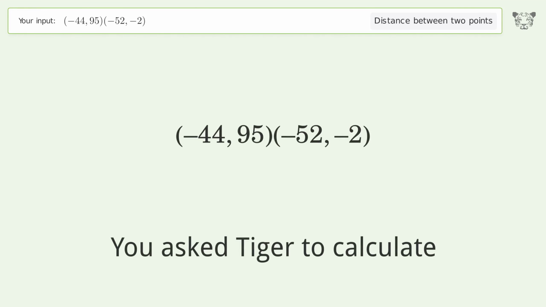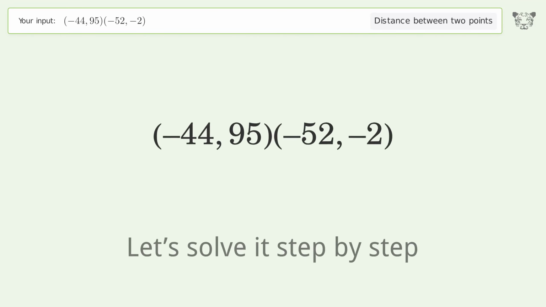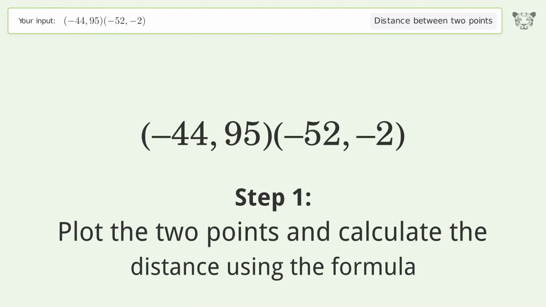You ask Tiger to calculate. This deals with the distance between 2 points. The distance between the 2 points is the square root of 9,473, or 97.329. Let's solve it step by step. Plot the 2 points and calculate the distance using the formula.